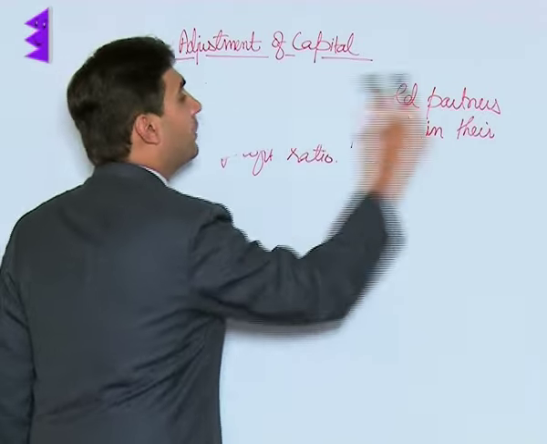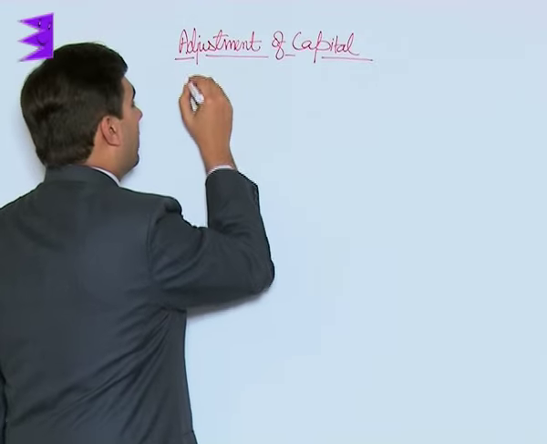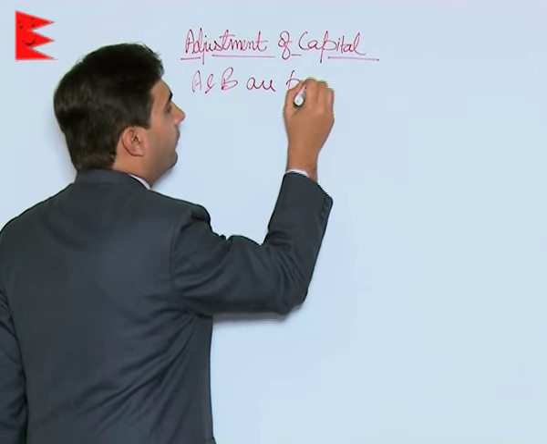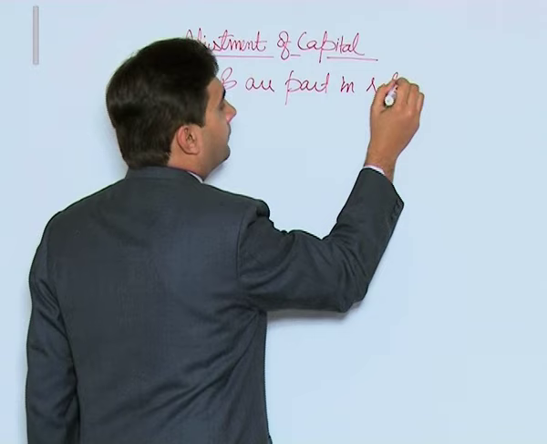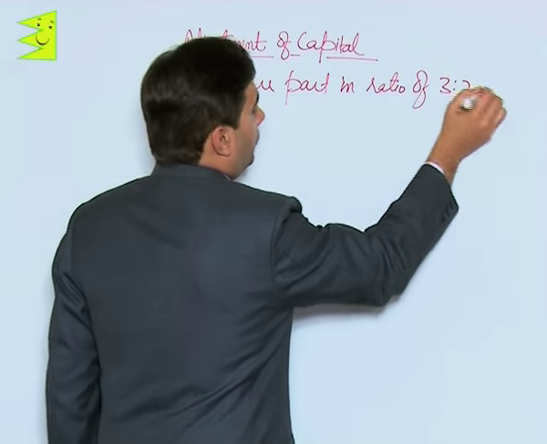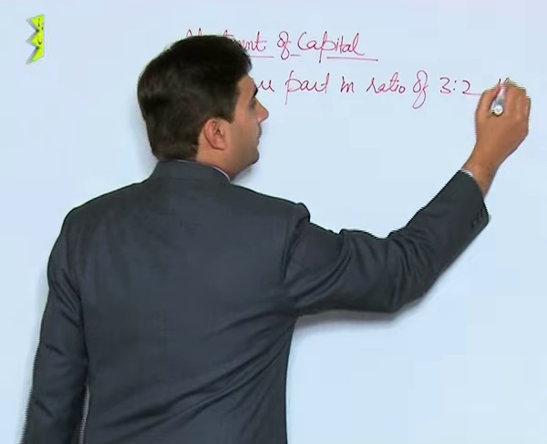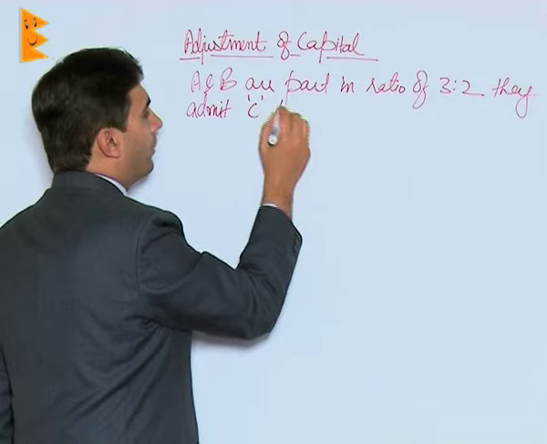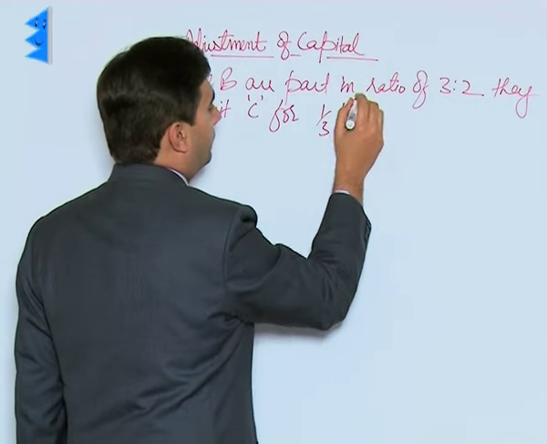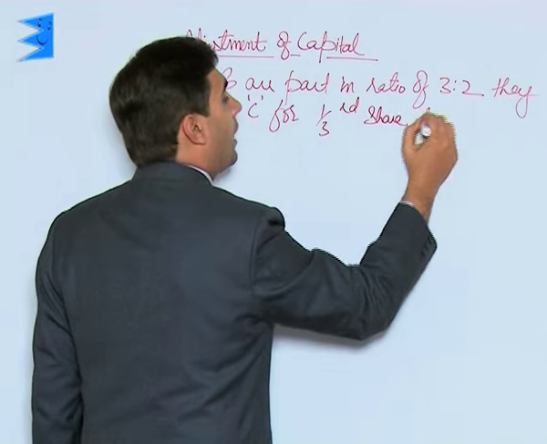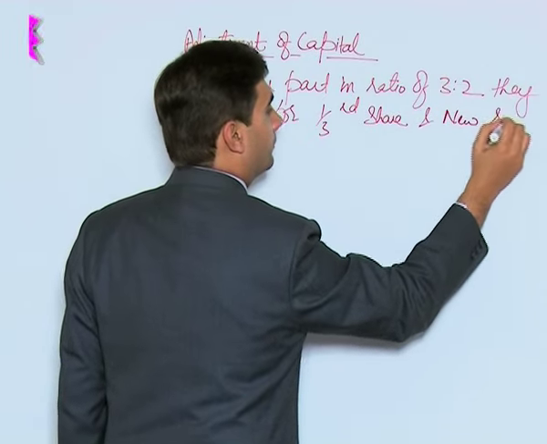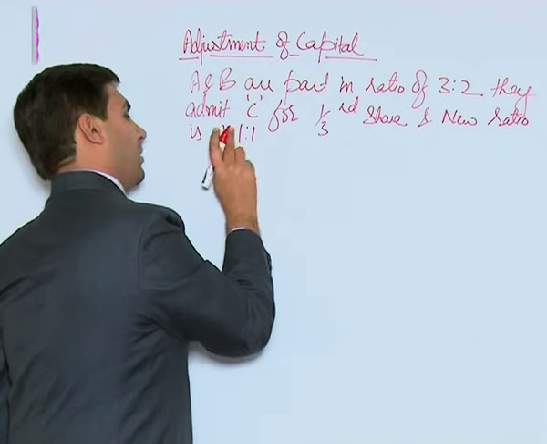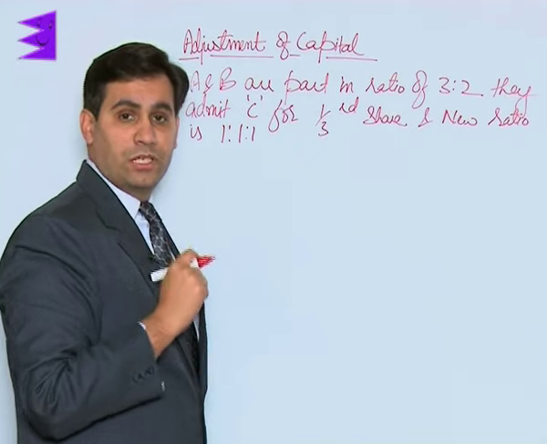Now students, the example that I am going to take is that A and B are partners in the ratio of 3:2. They admit C for 1/3 share and new ratio becomes 1:1:1. That is, all the partners decide to share equally in future.